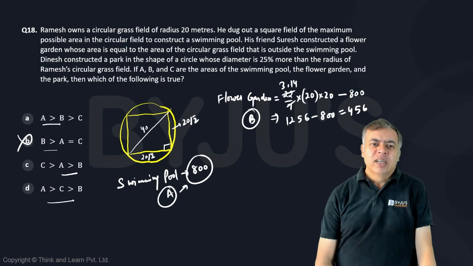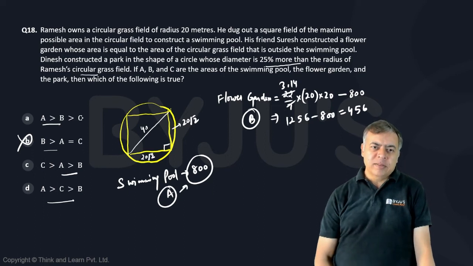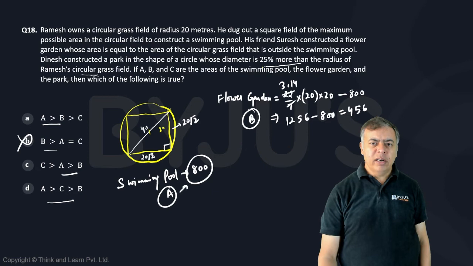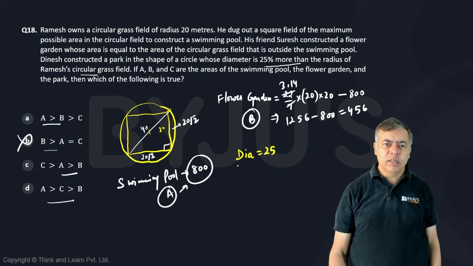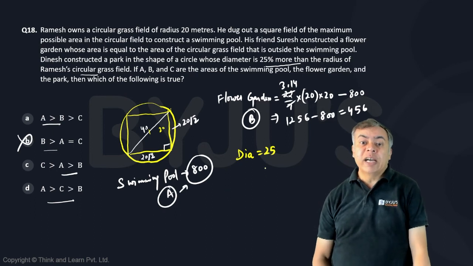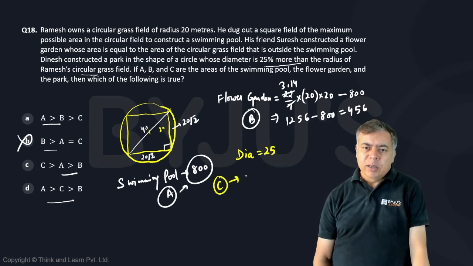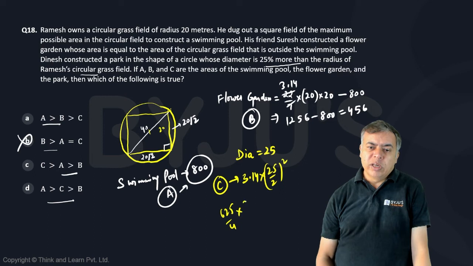Okay, now see the C part. Dinesh constructed a park in the shape of a circle whose diameter is 25% more than the radius of Ramesh's circular grass field. Here the radius was 20. Now 25% more than the radius: 25% of 20 is 5. So here the diameter is 25. So the area of the park should be pi, if I write 3.14 again, into r square, which is 25 by 2 square, which becomes 625 by 4 into 3.14.